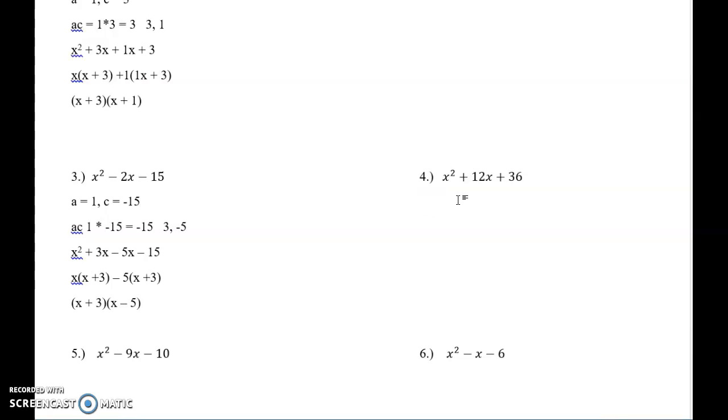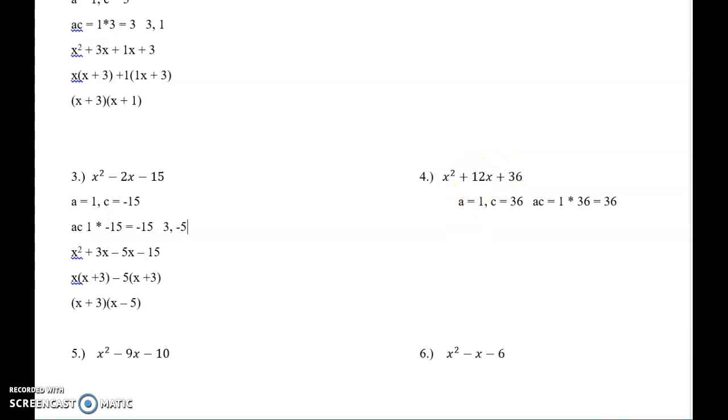All right, for this one over here, something special about this one. It starts off the same, identifying A and C. Okay, so A is 1, that's the coefficient right here. C is 36, that's the constant. So if I multiply those together, AC equals 1 times 36. Well, that is 36. So I need two numbers that multiply together to be positive 36 and add together to be 12. Trying to get that B term in the middle.